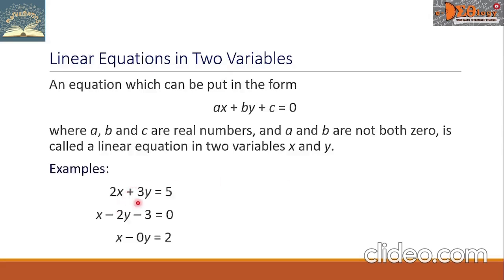Examples: 2x plus 3y equals 5. x minus 2y minus 3 equals 0. x minus 0y equals 2. In our third example here, we can simplify this as x equals 2.